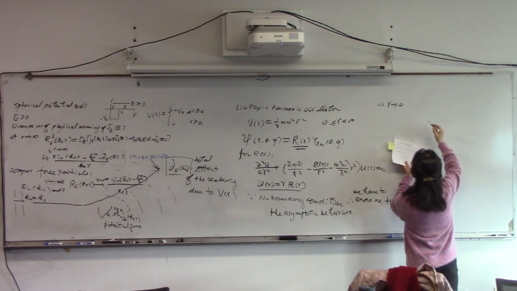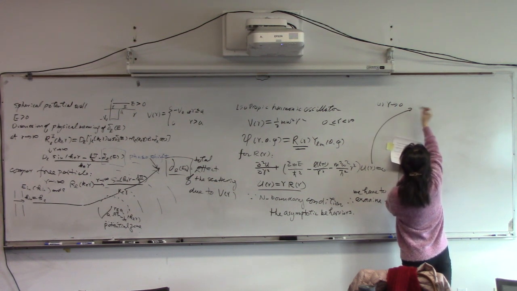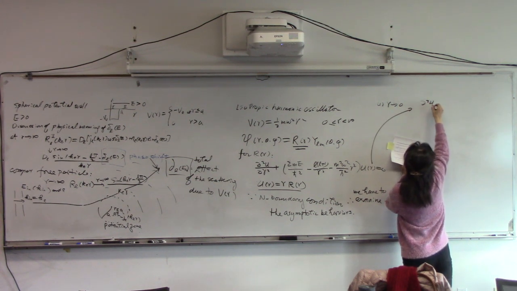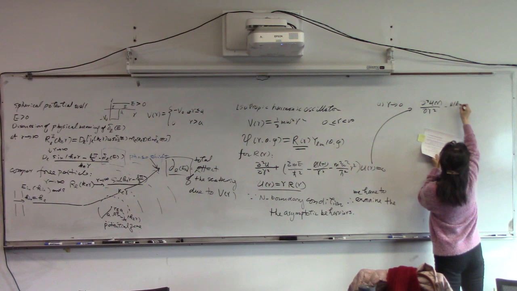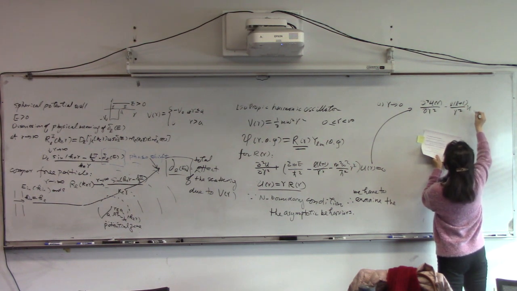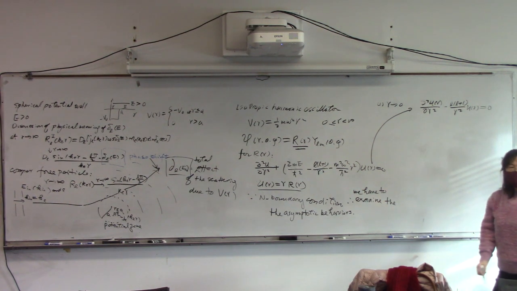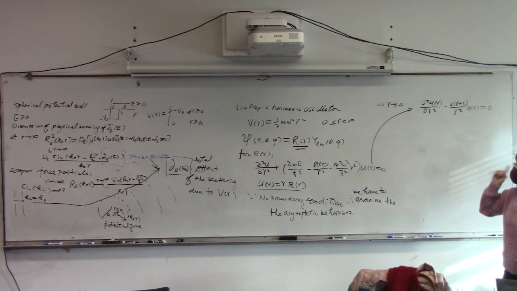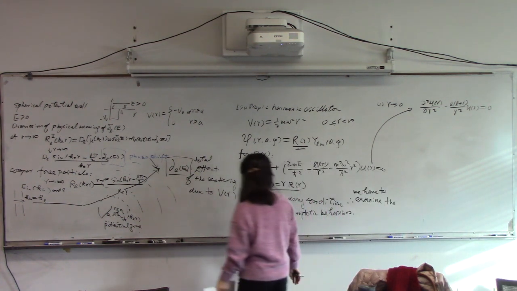So in this case, you will see this equation reduces to this one minus l(l+1)/r² u(r) equal to 0, right? Do you agree? That is the idea. When we deal with this type of system, we first examine this asymptotic behavior.